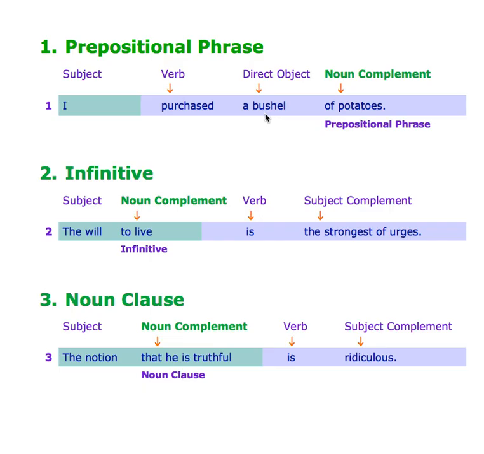Okay, that's pretty simple. Here's the infinitive as a base form. On the subject side of the sentence, you see we have an infinitive, to live. And that is functioning as a noun complement. It's complementing the noun will. The next one is the noun clause as a noun complement. So here you see on the subject side of the sentence, the noun clause, that he is truthful. This noun clause is a noun complement. It is complementing the noun notion. Okay, that's pretty simple. These are easy ones here.